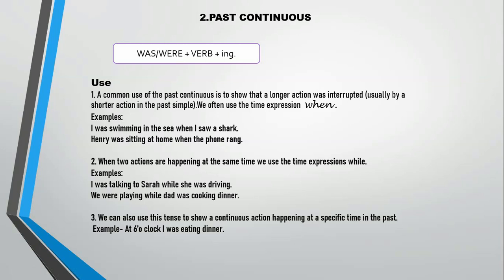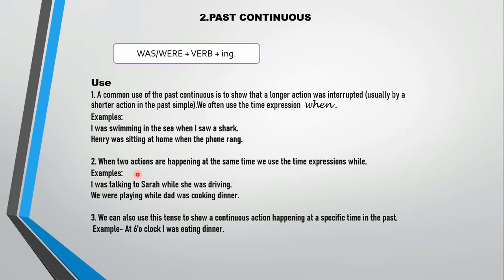Now coming on to the next example, if you can see over here, Henry was sitting at home when the phone rang. You can see when the phone rang. So as I told you, this time expression is always used along with simple past tense, right? So this indicates a shorter action, whereas this indicates your longer action, that the action of Henry sitting at home was in continuation, and it was interrupted by the sudden ringing of the phone. Hope you have understood this point.